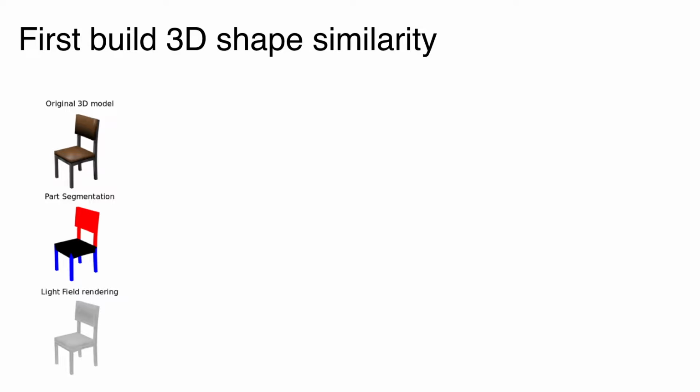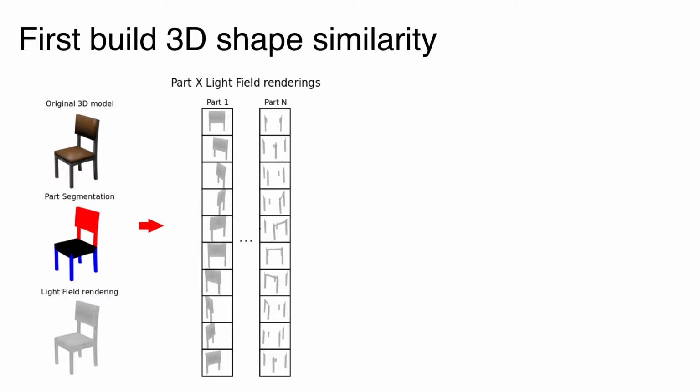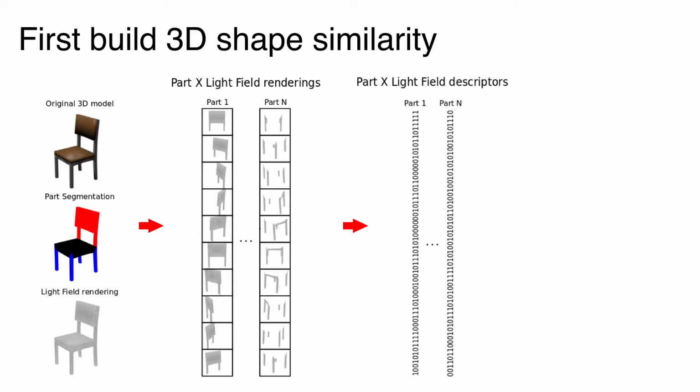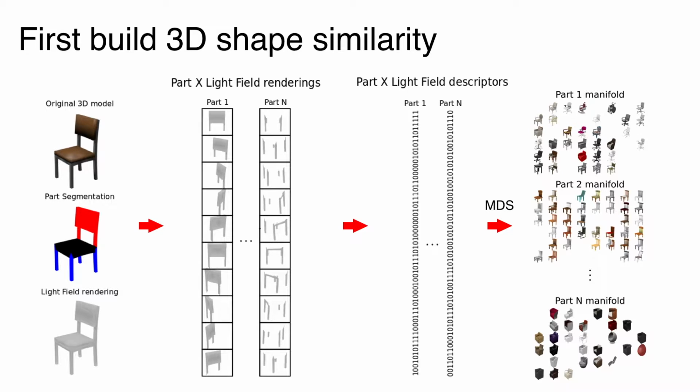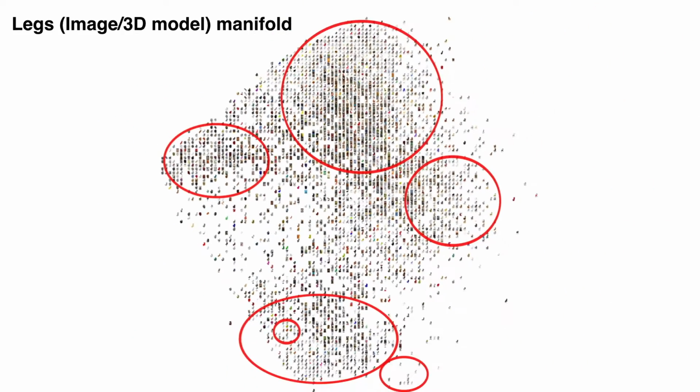Our approach builds a shape manifold per part using only the 3D models. To create the part manifolds, we extract the light field descriptors of each part. The light field descriptors are then used to build a manifold space for each of the parts using multi-dimensional scaling. If we look at the created manifold for one of the parts, we can see that objects that share the same part shape can be found close to each other. All objects are present in all manifolds, but the neighborhoods will be different depending on each of its parts.